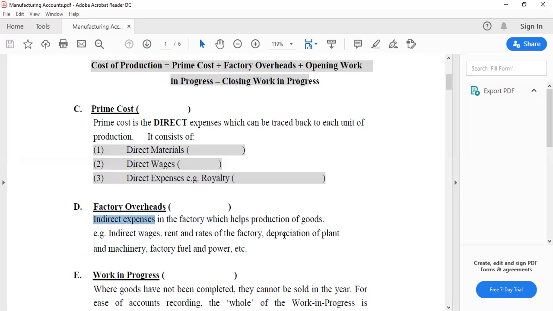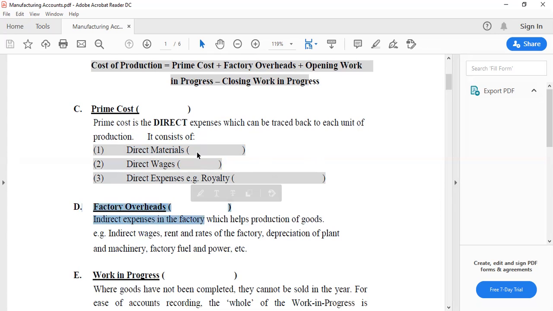A direct expense, like materials, you can actually touch that piece of material. But for indirect expenses, you may have some materials there that you cannot easily see, but they are there. You get the concept, you know? So that is the factory overheads.